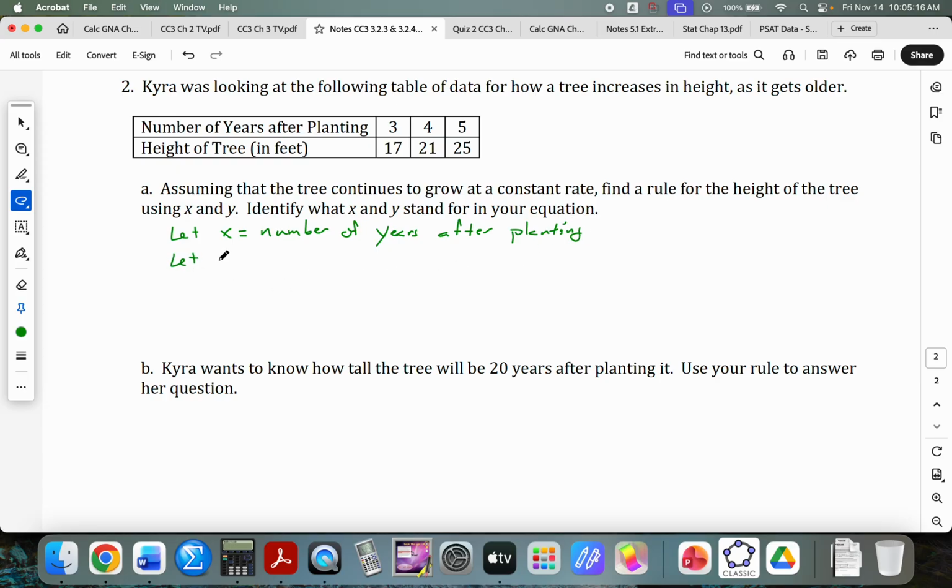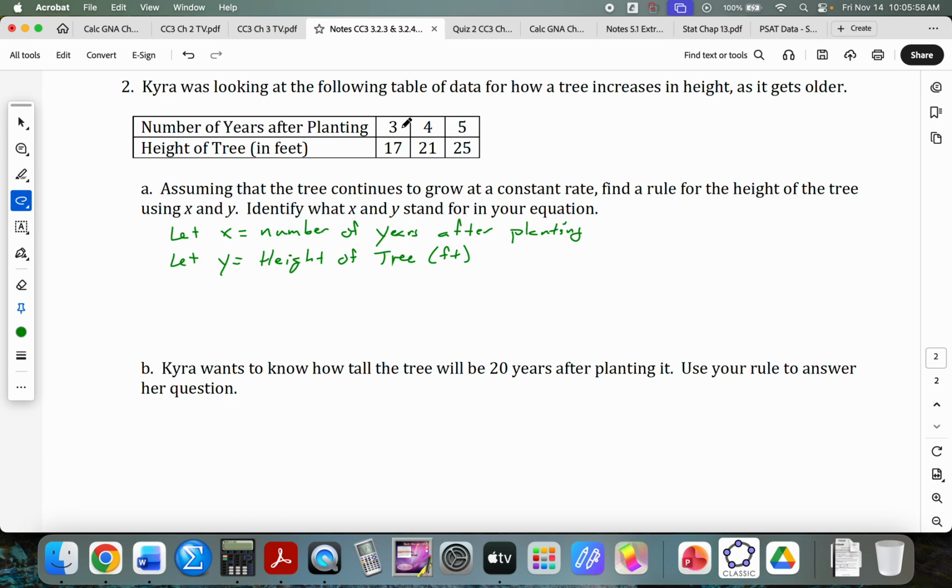And let y be equal to the height of the tree in feet. Occasionally I have students who don't want to write all that down. You're just copying something. It's not super hard. You're just deciding which is which, but then you're just copying what's already in the chart. Now, finding the rule involves two different parts.